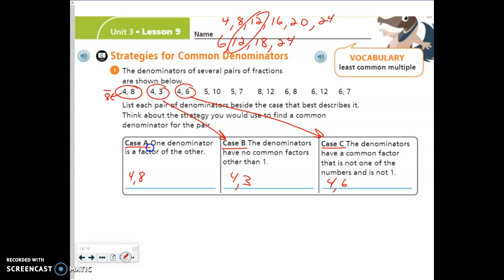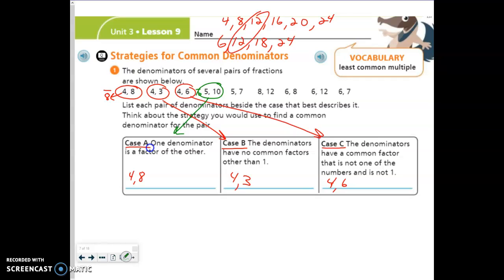So for me, the next one, I'm going to change colors just so we can see that those are no longer the examples we're using here. So I'm going to change to green, 5 and 10. Okay, that again should go right back like 4 and 8 was, where I can see that 5 can easily be turned into a 10. And I can leave that 10 alone, and I'm only going to need to change that one denominator. I can easily change that denominator of 5 to a 10 by multiplying by 2. So that is a case A.